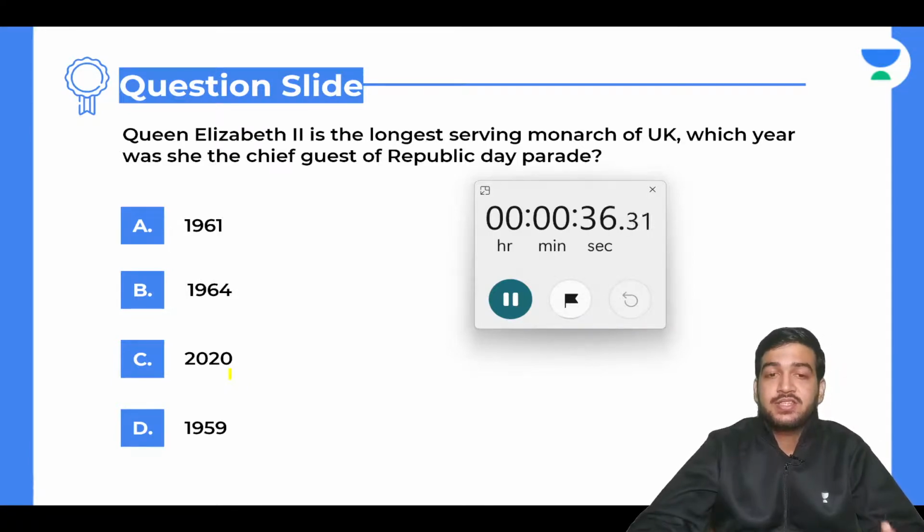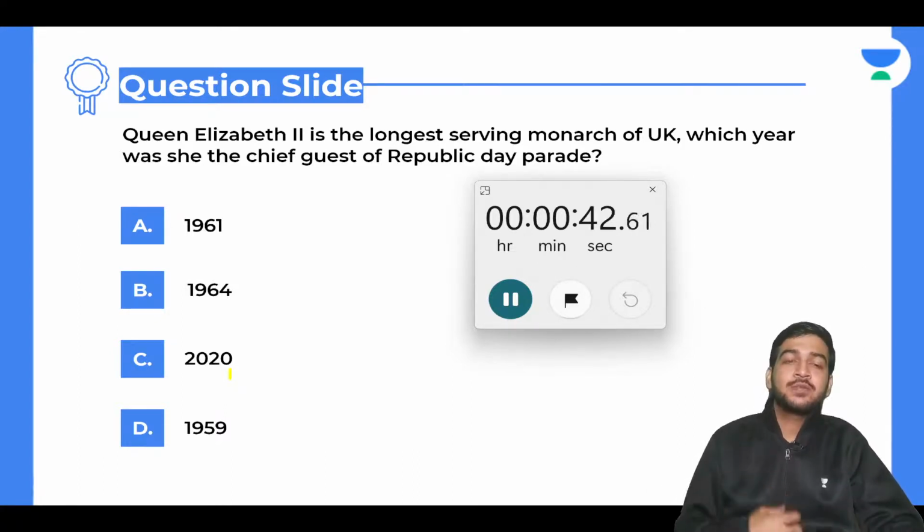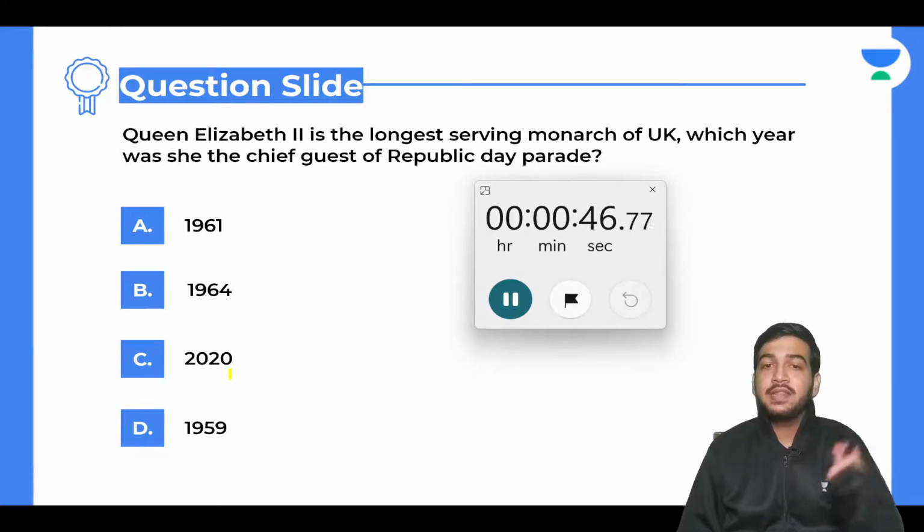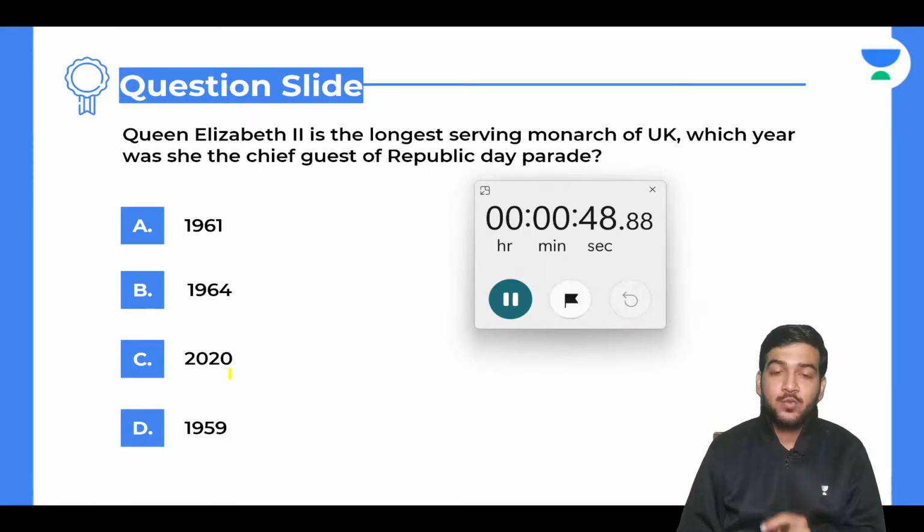Britain and its history related to being a guest at the Republic Day Parade is a rather curious one, because they have been invited multiple times and they are related to the 2021 Republic Day guest, right? So therefore, if there is a question about it, it could be about the Queen.